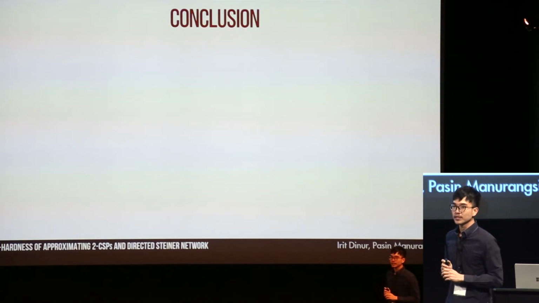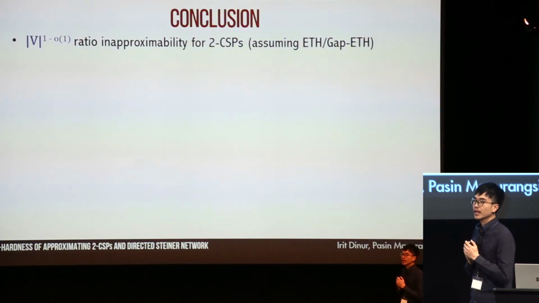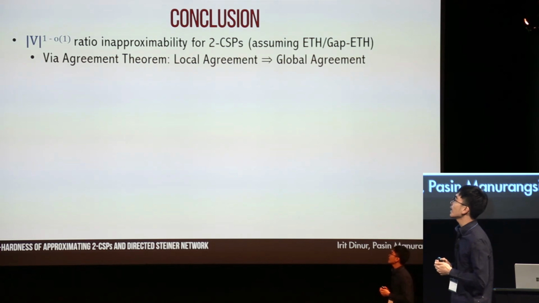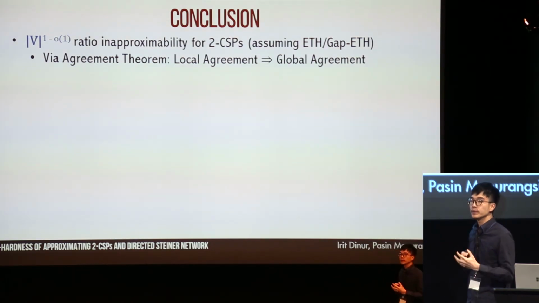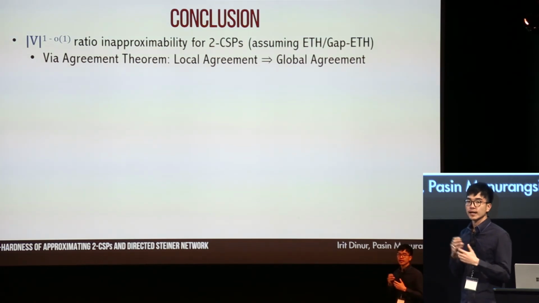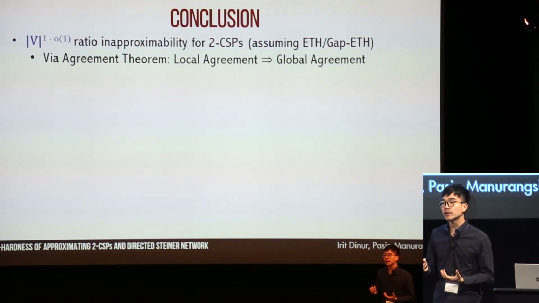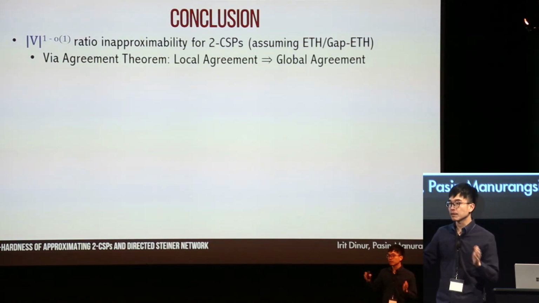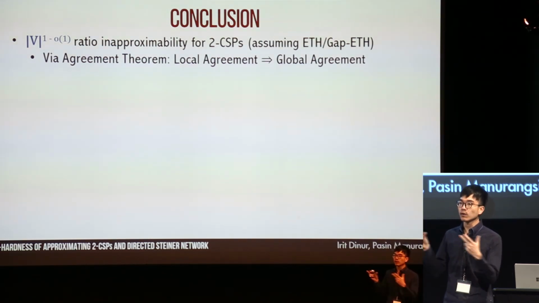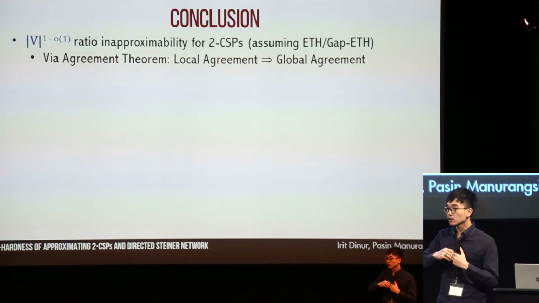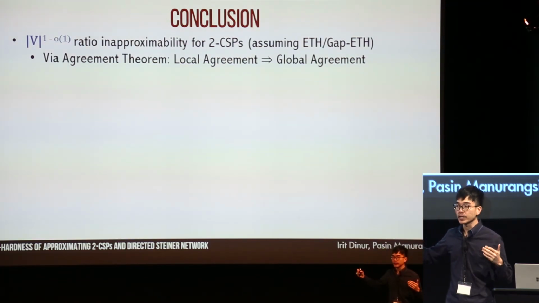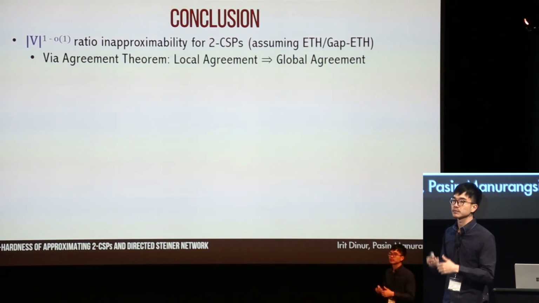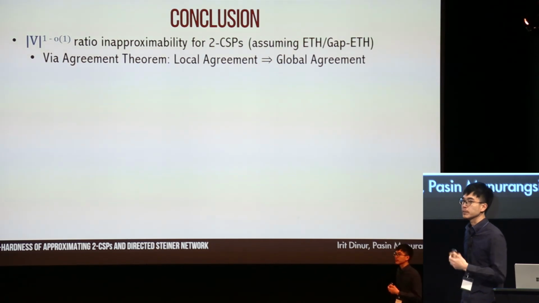OK, so let me conclude here. In this work, we show that 2CSP is hard to approximate to an almost linear factor in the number of variables. And in fact, in our soundness proof, we prove something a little more general than anything about 2CSP or 3SAT. In particular, what we show is that if we are given a bunch of functions whose domains are random sets that are pretty large, and these functions locally agree, then we can actually find a global function that approximately agrees with many of these functions. This kind of local agreement to global agreement is sometimes called an agreement testing theorem or an agreement theorem.